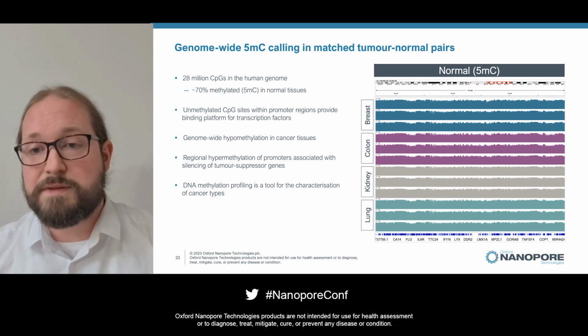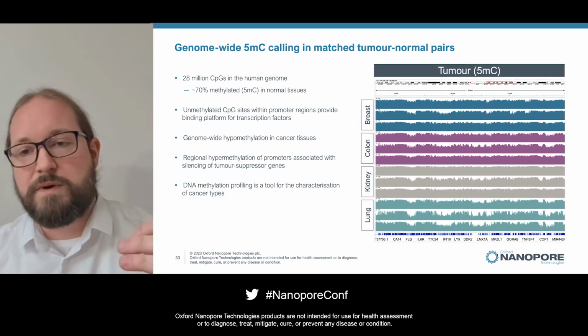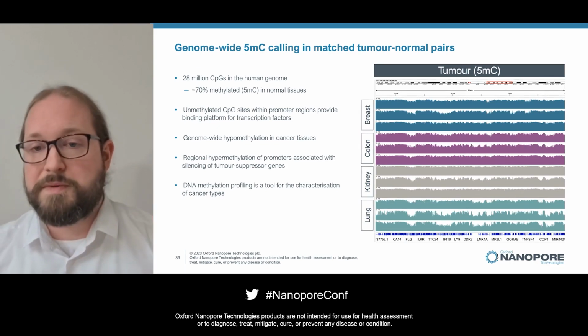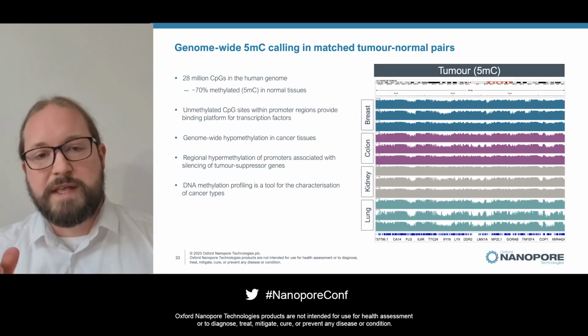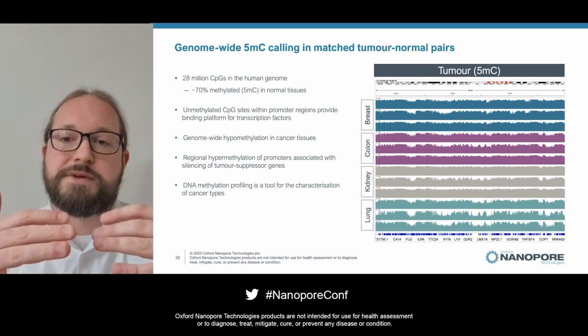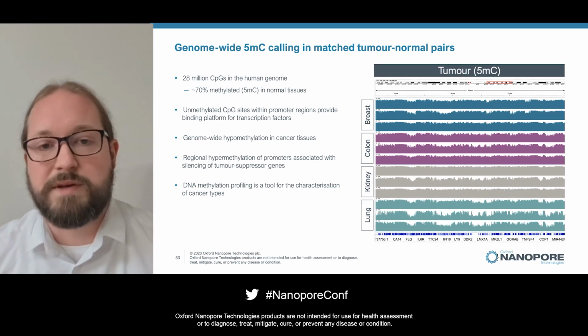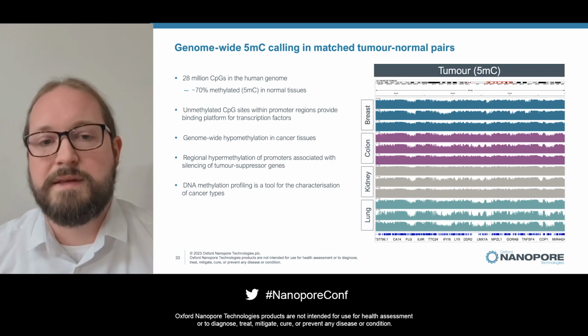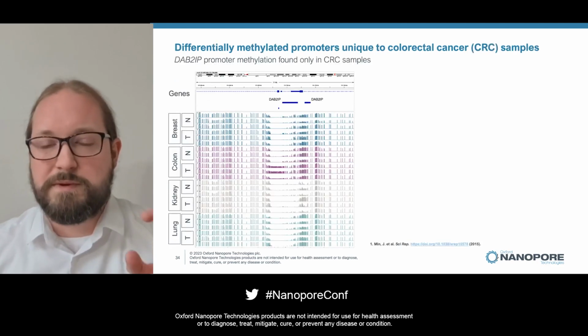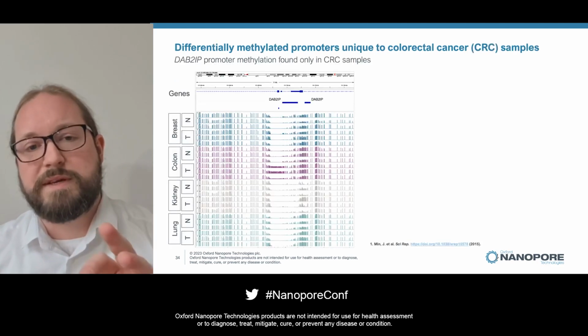If you look at cancer for comparison, you see that overall the methylation level drops, and that's known, but this is often interrupted by regional hypermethylation of promoter regions, and these can have an important functional effect. And so this is one of the things we're going to look at next. This is one example in colorectal cancer.